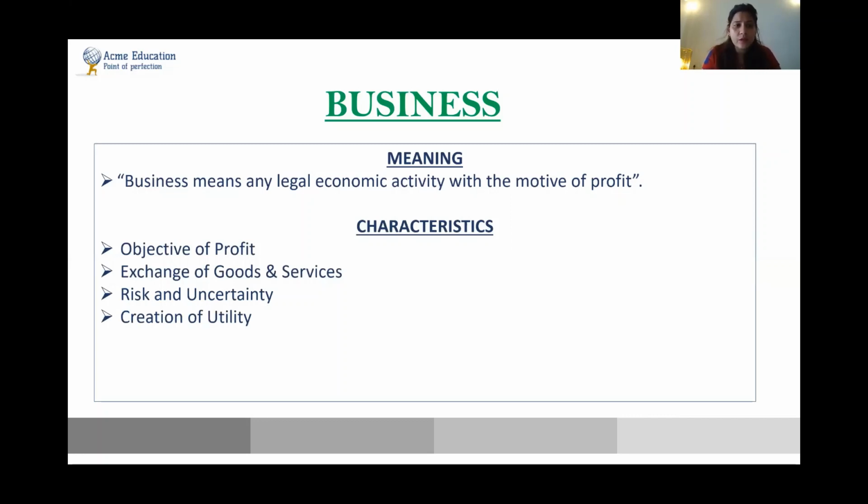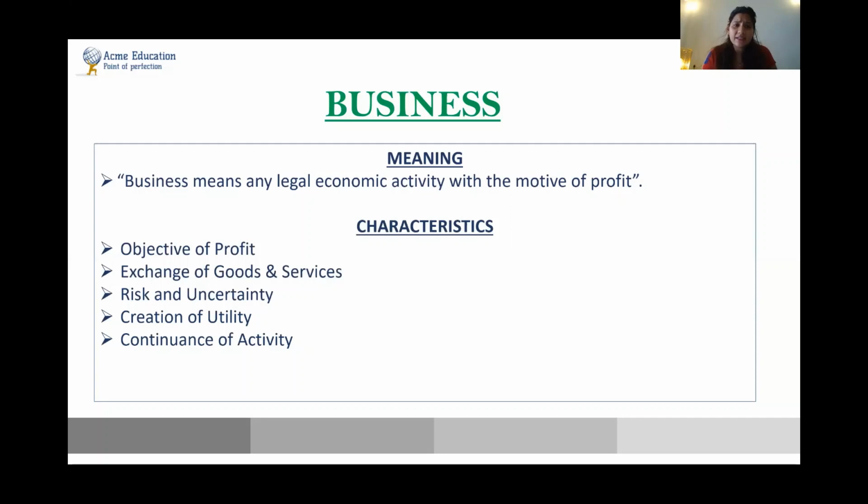Moving to the next one, which is called creation of utility. Utility can be created in three forms. The first is called form utility, the second is called place utility, and the third is called time utility. So when a person is doing business and he's selling the particular product at a perfect time in the market, he's termed as doing the time utility. The place where the goods are most in demand, and when a businessman is selling the goods at that particular place, he's said to be doing a place utility. And lastly, form utility means that when you convert the wood into furniture like a table or a chair, you are basically creating a form utility.